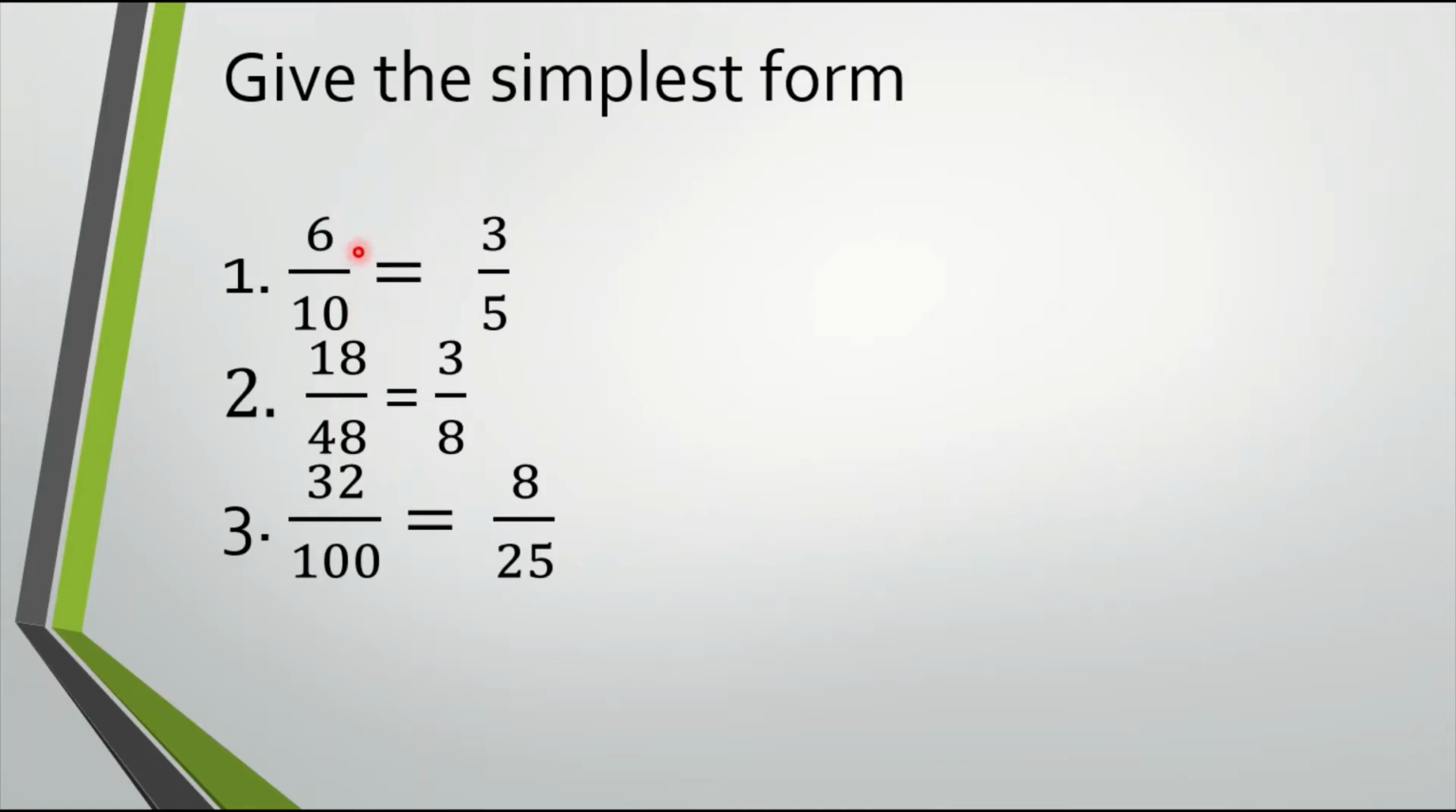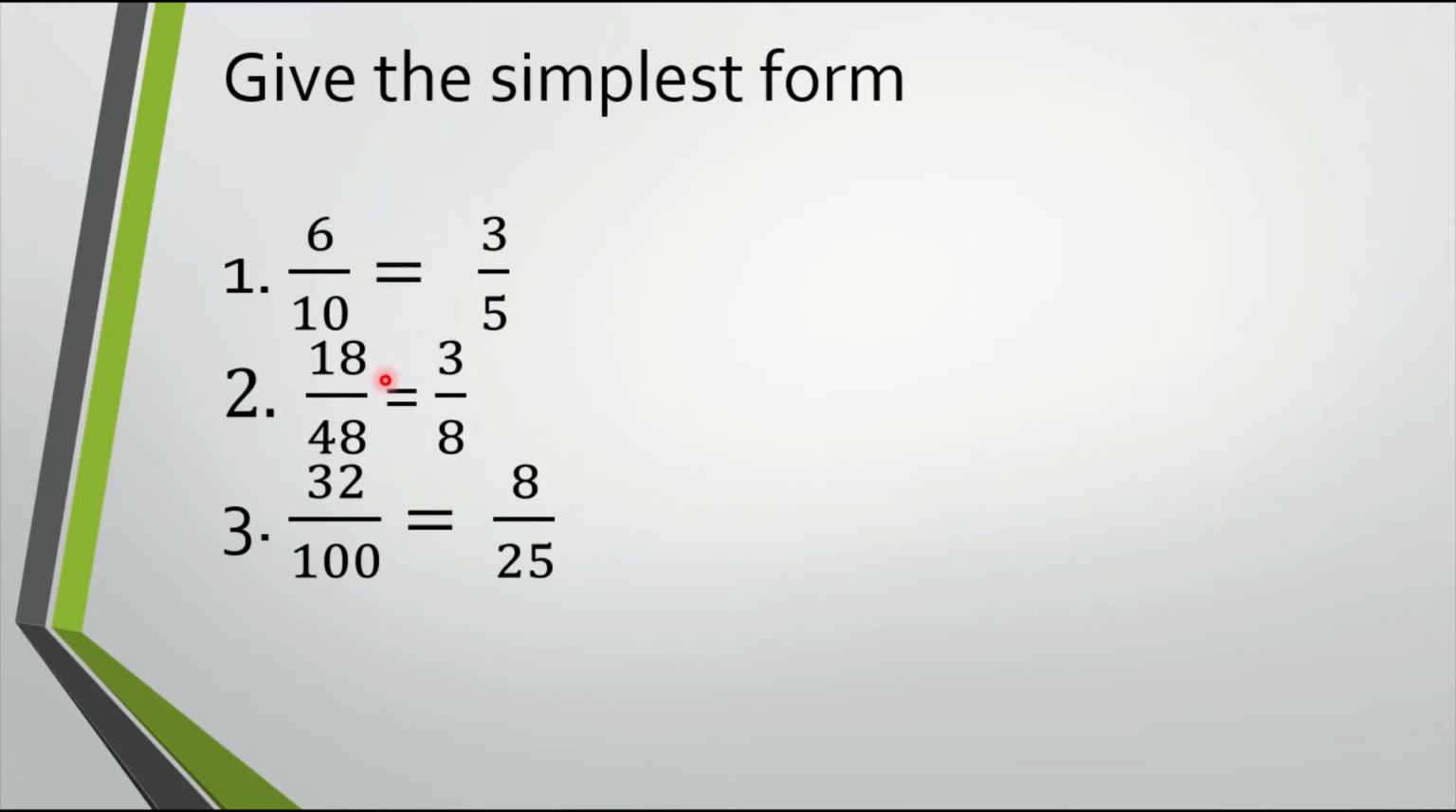Yes, 3 can work, since 6 can be divided by 3, right? But you cannot divide 10 by 3, so it won't be exact. It needs to be exact. So again, the lowest form or lowest term of 6/10 is 3/5, divided by 2.